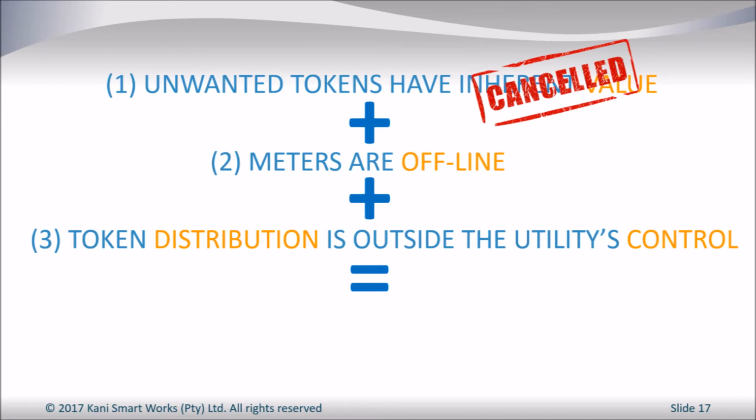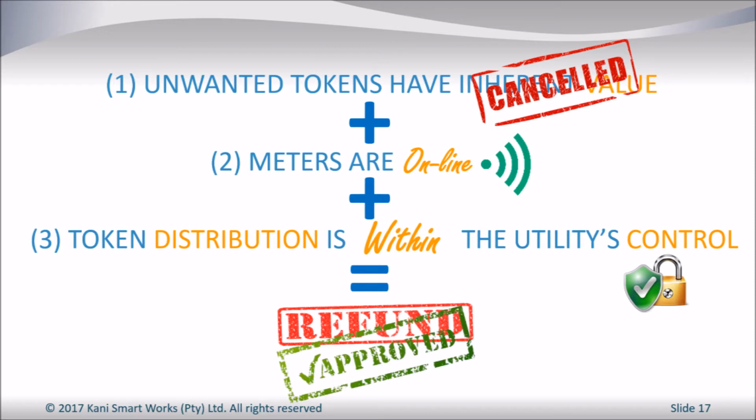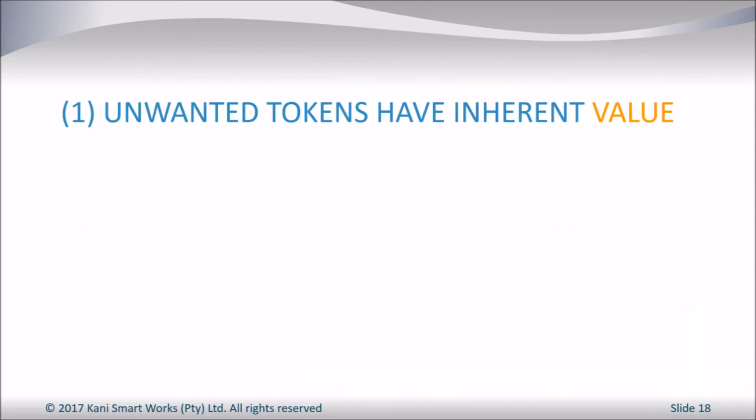What if unwanted tokens could be cancelled? What if STS meters were online? And what if token distribution is within the utility's control? Well, then we could have an approved and auditable refund process. Is this all a pipe dream?